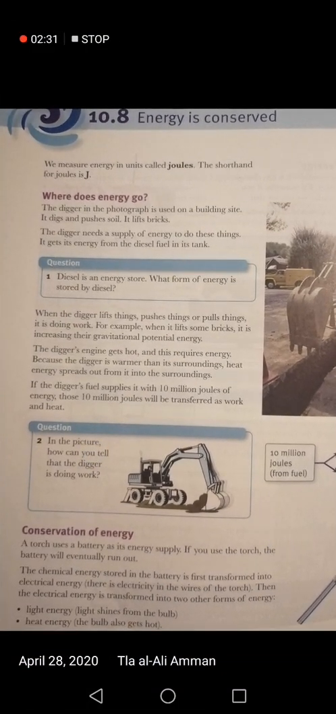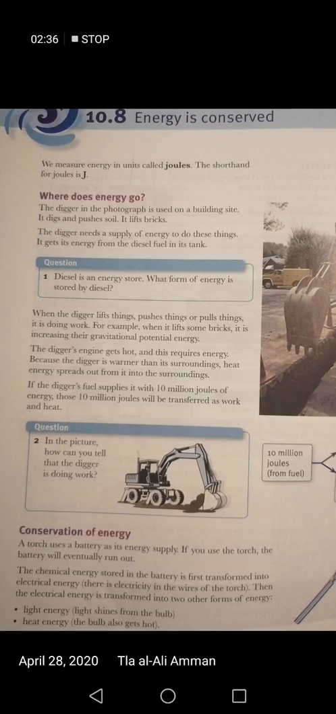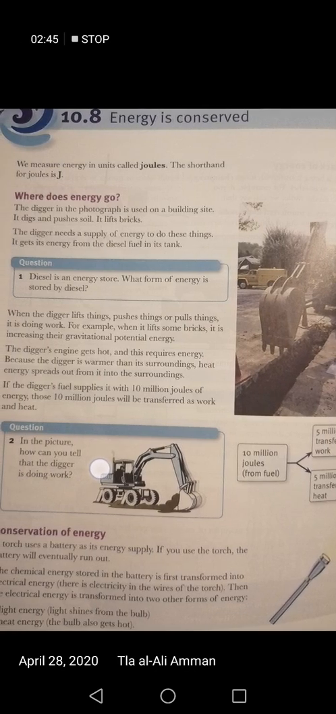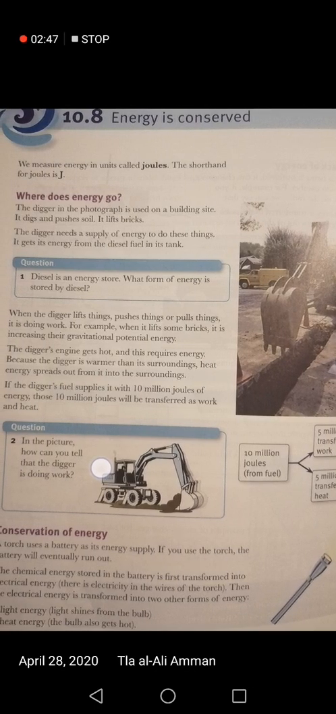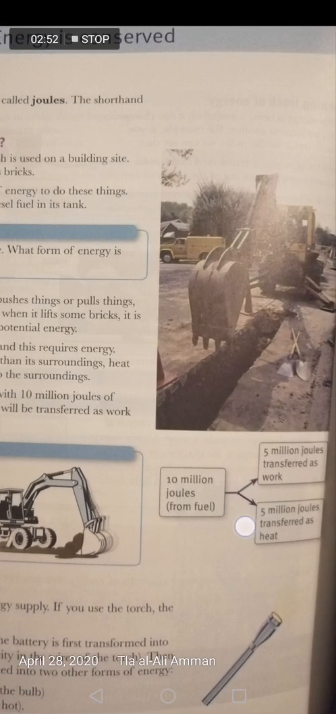So, conservation of energy, we have another example of a torch. A torch uses a battery as its energy supply. If we use a torch, the battery will eventually run out. Now, the battery has chemical energy inside it. It turns into electricity in the wires, electrical energy, and then when it reaches the bulb, it turns into light energy and heat energy. So this energy was transferred into different types, but also stayed the same amount.